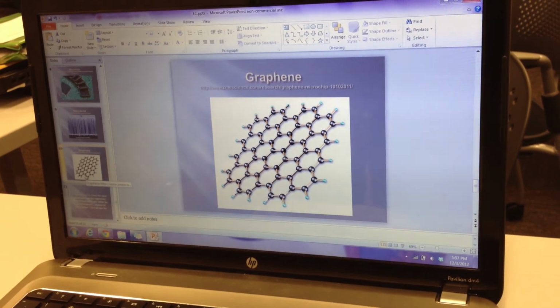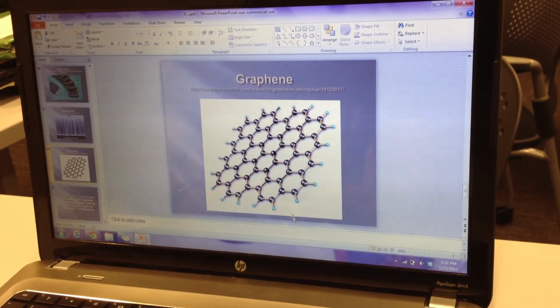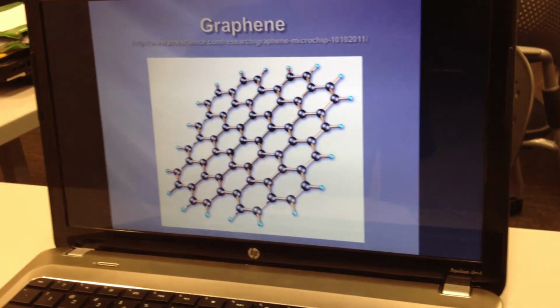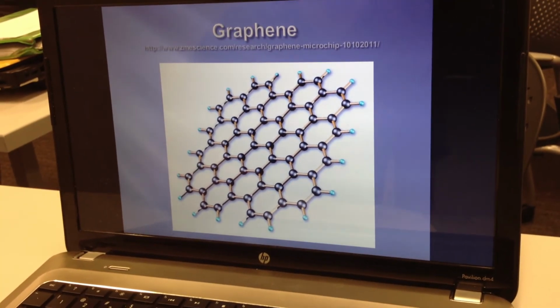So this material will also be a boost in the nanotechnology world because of all these properties that they described.